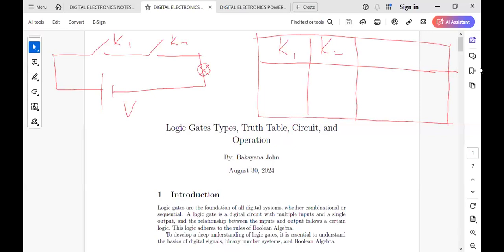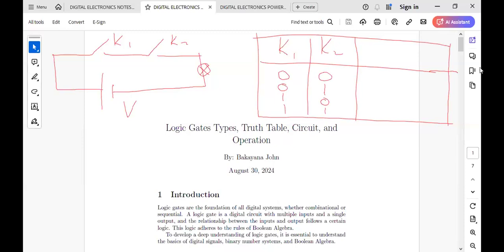Every time I mention 0, it means the switch is open. Every time I mention 1, it means the switch is closed. Is that okay? So if I say 0, in your mind, you should know that the switch is open. If I say 0, it is open. We are looking at the different possibilities: 0 when K1 is open and K2 is open, 0 when K1 is open and K2 is closed, 1 when K1 is closed and K2 is open, and 1 when both are closed. Is that okay?